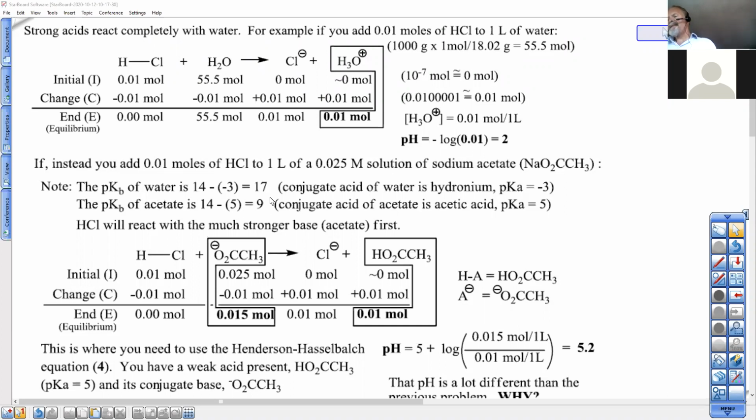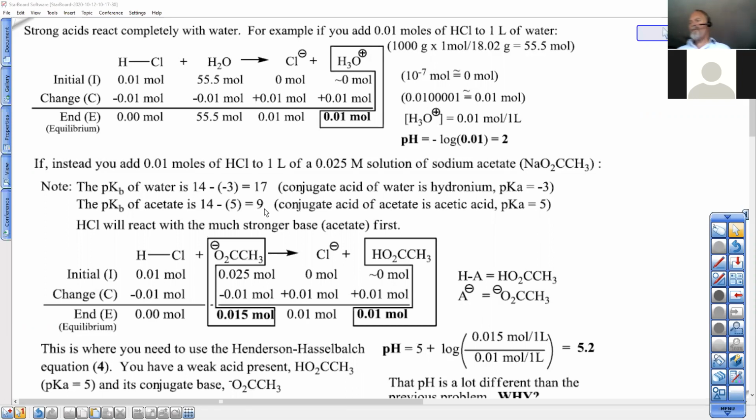pKb of water is 17. I took 14 minus the pKa of water's conjugate acid, 17, and the pKb of acetate is 14 minus acetic acid's pKa. Yes, that's the conjugate acid. And 9. Now the question is, which of those bases is going to react first with HCl? And the answer is not even close. Do not react HCl with water when you have a base that is, let's see, the difference is 17 minus 9 is 8.